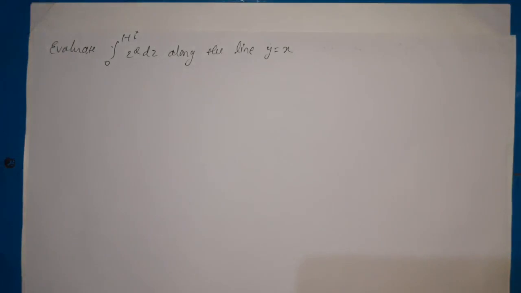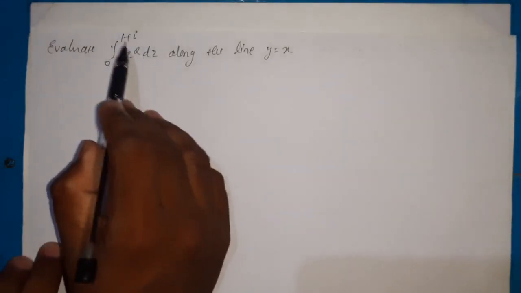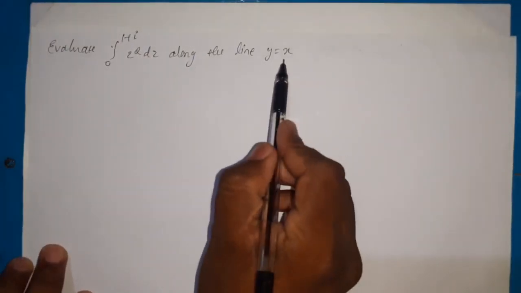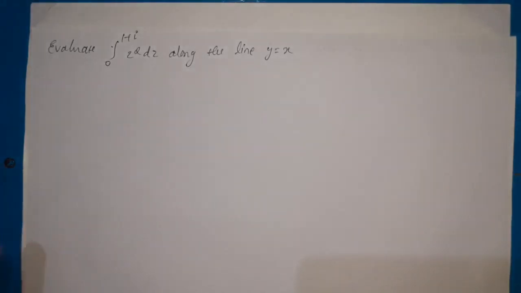The next example is to evaluate the integral from 0 to 1 plus i of z square dz along the line y equal to x. Here the lower limit is 0 plus i0, meaning x equal to 0 and y equal to 0, and in the upper limit it is 1 plus i, meaning x equal to 1 and y equal to 1. The function is z square, and we need to evaluate that integral along the line y equal to x.